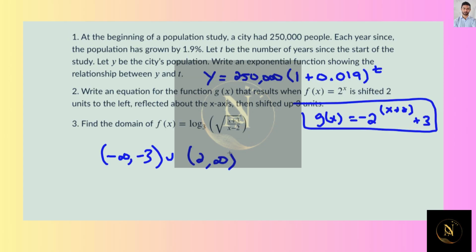Now why? Well, first x can't be 2 because you can't divide by 0. But then you can't actually evaluate this unless this is greater than or equal to 0, and that would happen at x is negative 3. But if we have a negative over a negative, that becomes positive. So that's why it's from negative infinity to negative 3, which comes from the numerator, and then from 2, which comes from the denominator, to infinity.